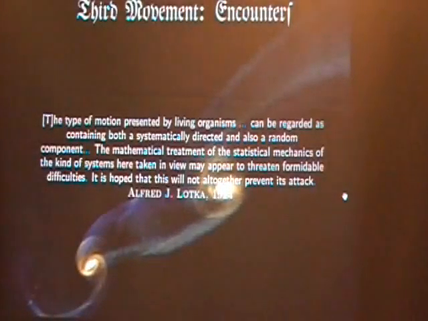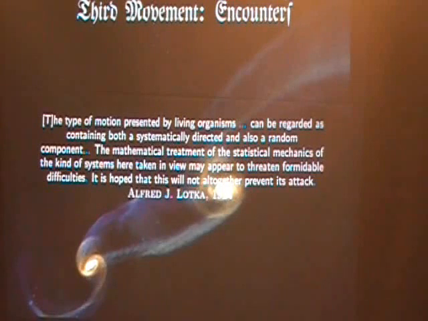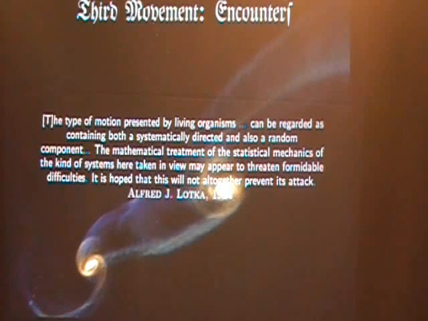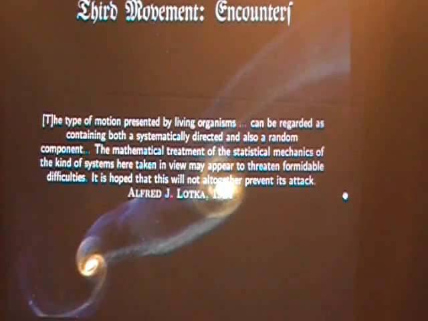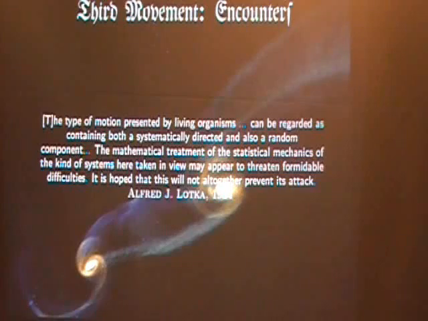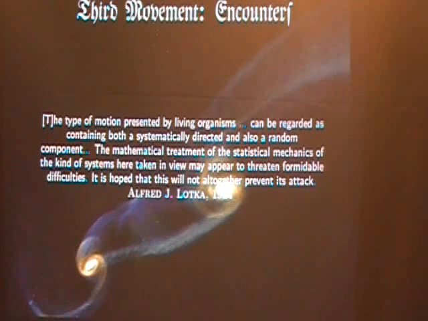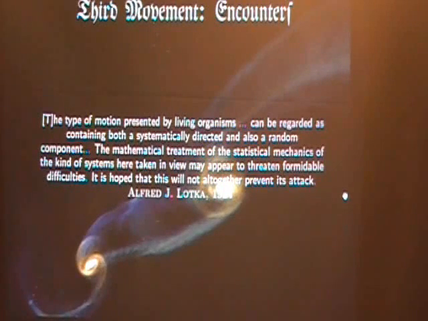Going to apply these. So here's the third movement, encounters. The type of motion presented by living organisms can be regarded as containing both a systematically directed and also random component. The mathematical treatment of the statistical mechanics of the kinds of systems here taken in view may appear to threaten formidable difficulties. It is hoped that this will not altogether prevent its attack. And that's almost like a call to arms for quantitative movement ecologists.